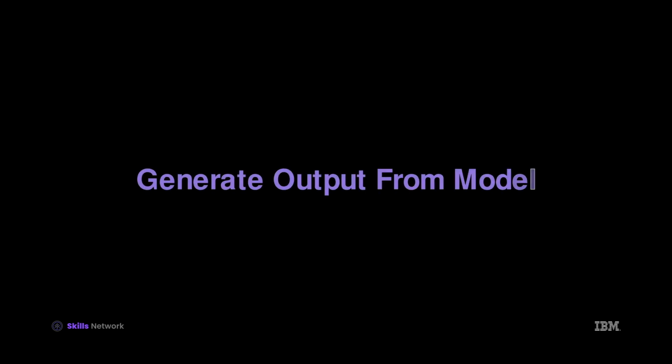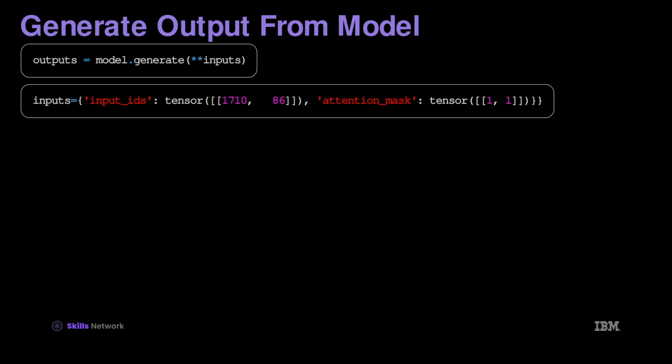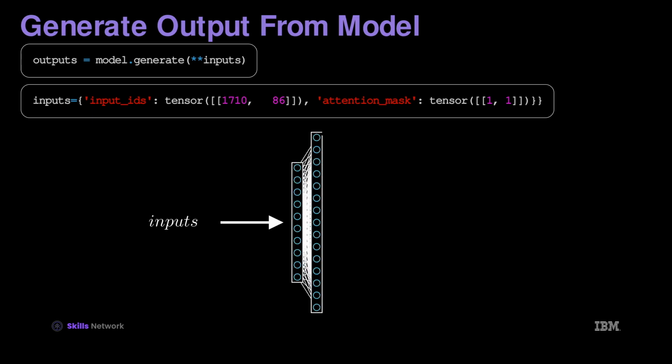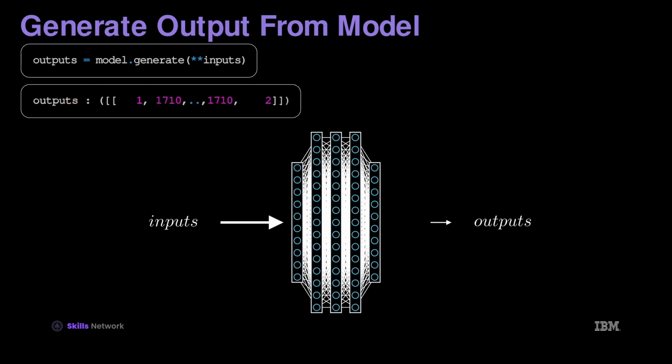Let's generate an output from the model. We pass the inputs variable that contains both the past and present inputs to our model and generate a response using the .generate method, and assign the result to the variable outputs, which is a set of numerical values. Our model is a neural network, much more complicated and larger than the one shown here.